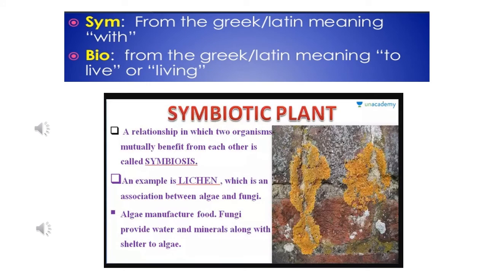So let us learn now about another type of nutrition known as symbiotic nutrition. First, let us see the meaning of the word symbiotic. If I split the word, sym stands for with and bio stands for anything living. So when you have a relationship in which two organisms are mutually benefiting from each other, it is called symbiosis. And this kind of nutrition where they are benefiting from each other is known as symbiotic nutrition.